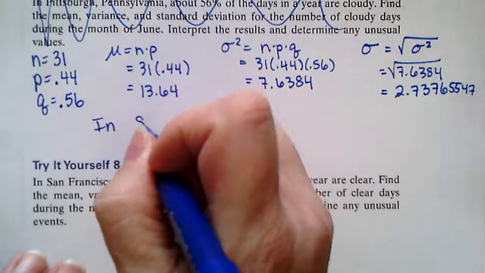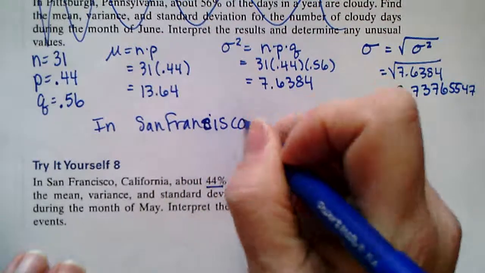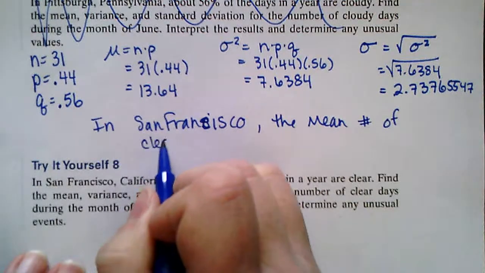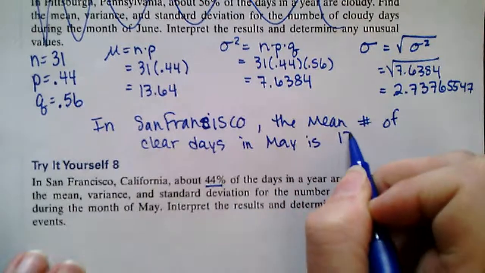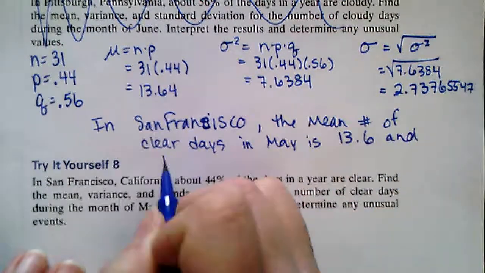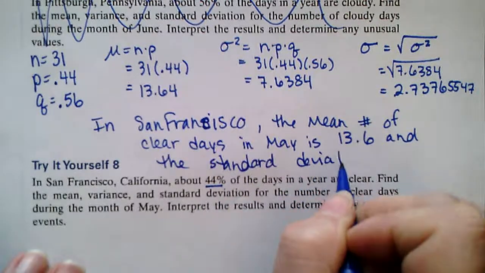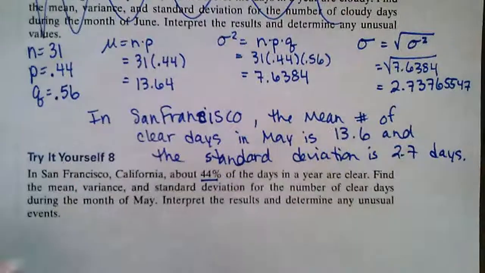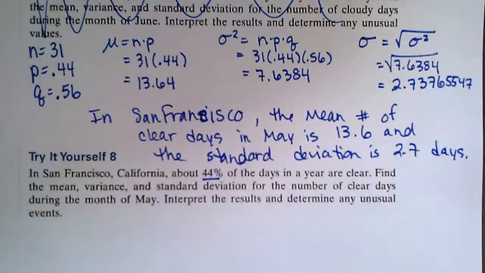Okay. So for the mean, we're going to interpret the results. So in San Francisco, the mean number of clear days in May is 13.6, and the standard deviation is 2.7 days. Now they ask us this question of, well, they don't ask. Yeah, they do. Determine any unusual events. I thought maybe I made that question up, but I did not.